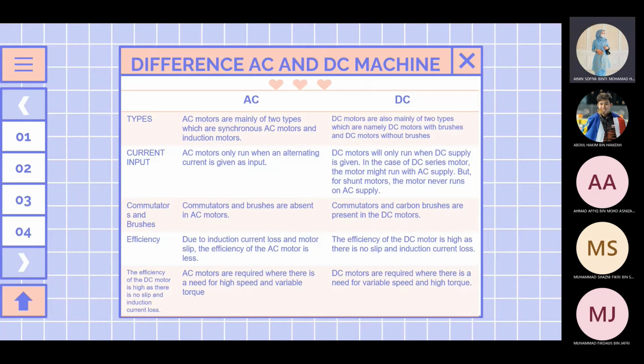For the commutator and brushes, commutator and brushes are absent in AC motor. Commutators and carbon brushes are present in the DC motor. For efficiency, due to induction current loss and motor slip, the efficiency of the AC motor is less. For DC, the efficiency of the DC motor is high as there is no slip and induction current loss.